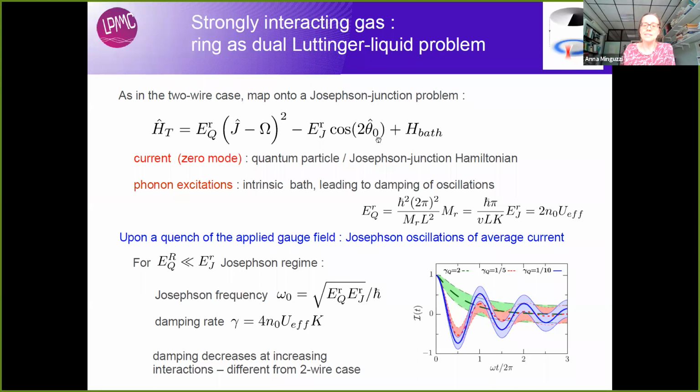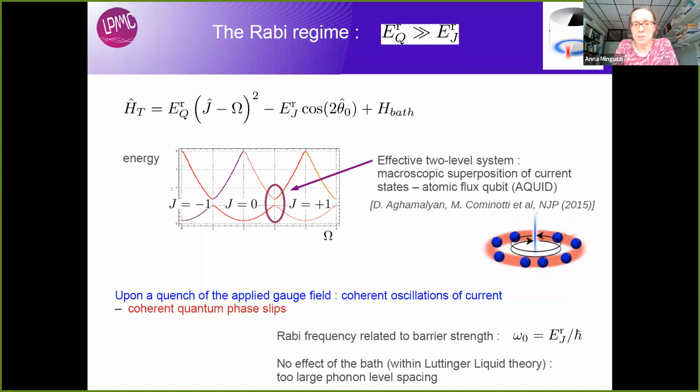And also in this case, we can predict all possible regimes of this junction, including the Josephson regime, the semi-classical one, and the Rabi regime. One nice and different thing is that the damping rate decreases in this case at increasing interaction, different from the two wire case. So somehow it is possible also to be in the Rabi regime. And in this case, the dynamics associated to these oscillations of the current are exactly coherent quantum phase slips, because they just couple two states at fixed value of angular momentum. And this is actually the working principle of the famous flux qubit, which has also been proposed for ultracold atoms.